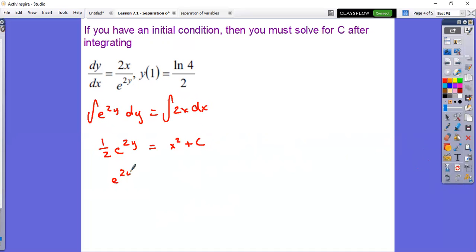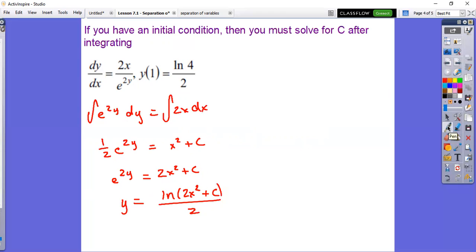So we've got e to the 2y equals 2x squared plus c. Again, I'm not changing c here. I'm not writing 2c because it's just a constant. 2 times c is just another constant. So this is just still some constant that we don't know. So then y will be ln of (2x squared plus c) over 2.